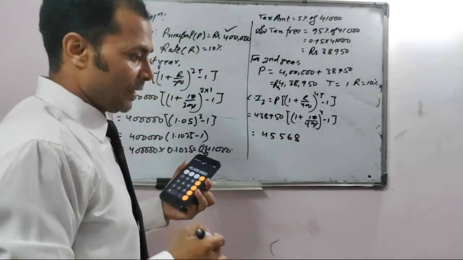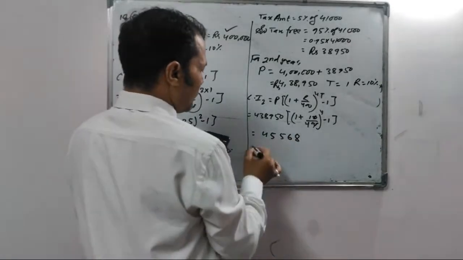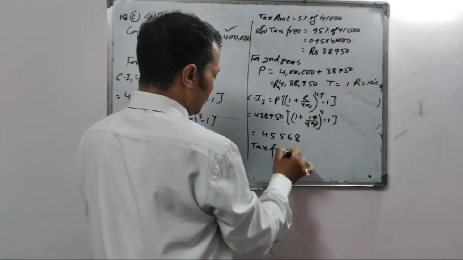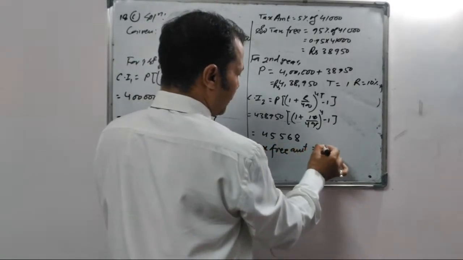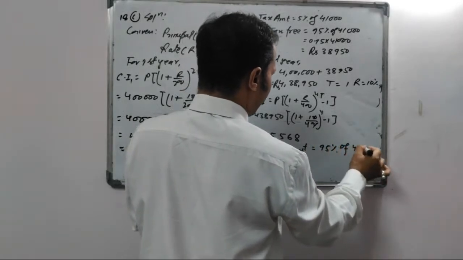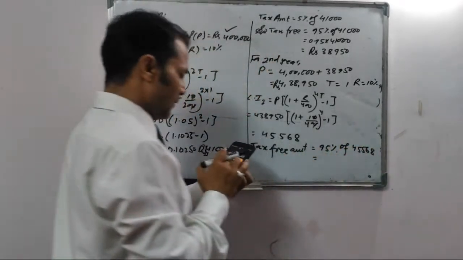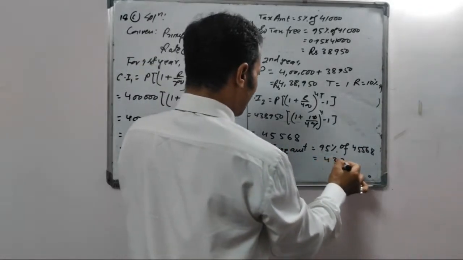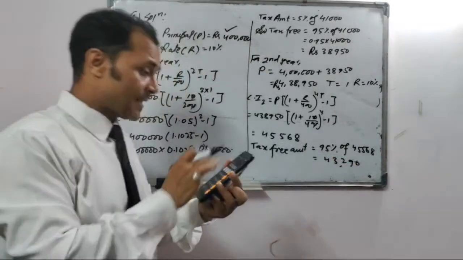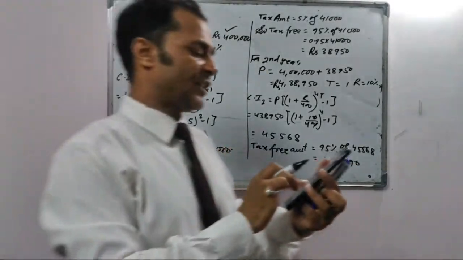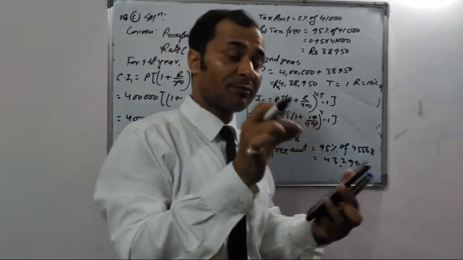Well, clearly, right? So the tax free amount again, that means 95%, 5% charge is deducted. 95% of 45,568, into 0.95. So you are getting 43,290. Now the question is asking you to find the percentage difference between the interest of the first and second year.